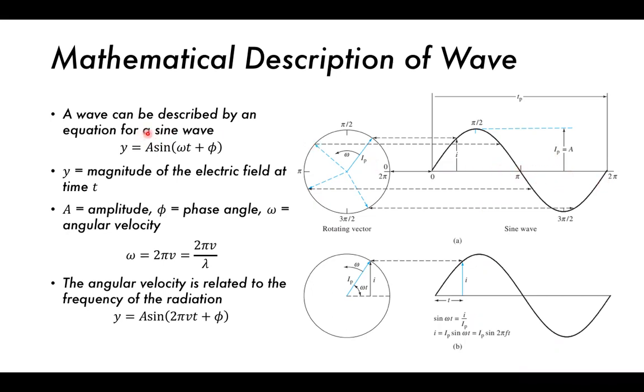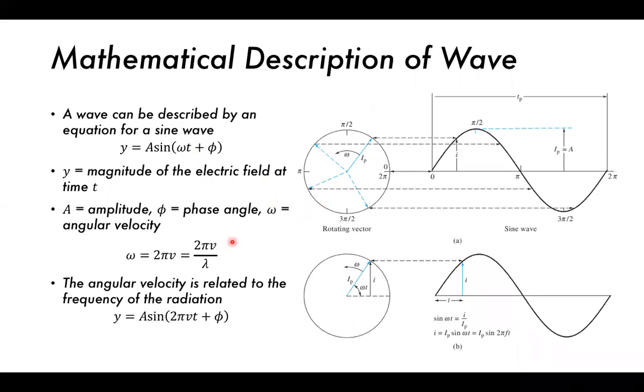So a wave can be described by an equation for a sine wave where y is equal to A sine(omega t plus phi), where y is the magnitude of the electric field at time t, A is the amplitude of this, so like the height of the vector at any particular point. So here is the height. And then phi is the phase angle. So that's going to be the angle that the wave makes with regards to the vertical. And then omega is equal to the angular velocity of that.